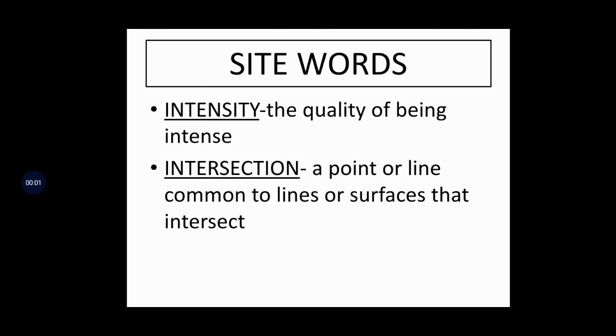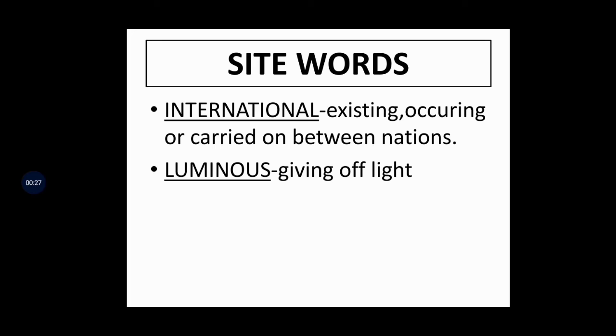Children, I have given some sight words for you. It is for better understanding. The first sight word is intensity. It is the quality of being intense. Next, intersection. A point or line common to lines or surfaces that intersect. International, existing, occurring or carried on between nations. Luminous, giving off light.